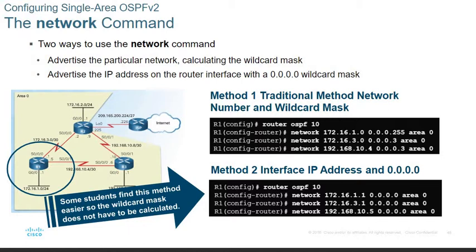Configuring Single Area OSPFv2. The network command. There are 2 ways to use the network command. Advertise the particular network, calculating the wildcard mask. Or advertise the IP address on the router interface with a 0.0.0.0 wildcard mask. Method 1: the traditional method, network number and wildcard mask. Method 2: interface IP address and 0.0.0.0.